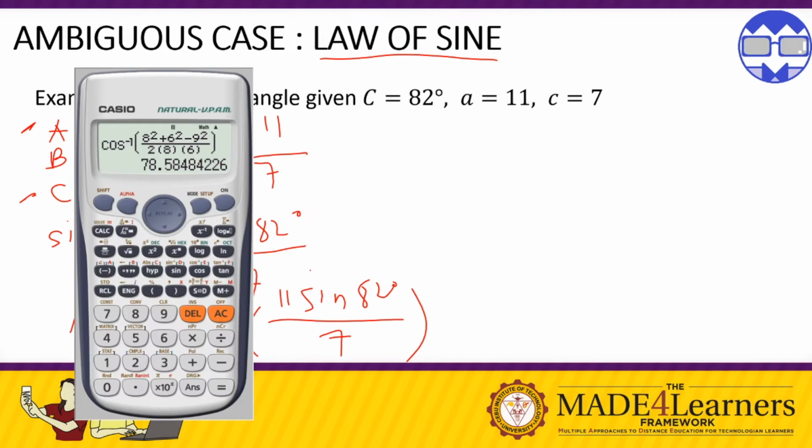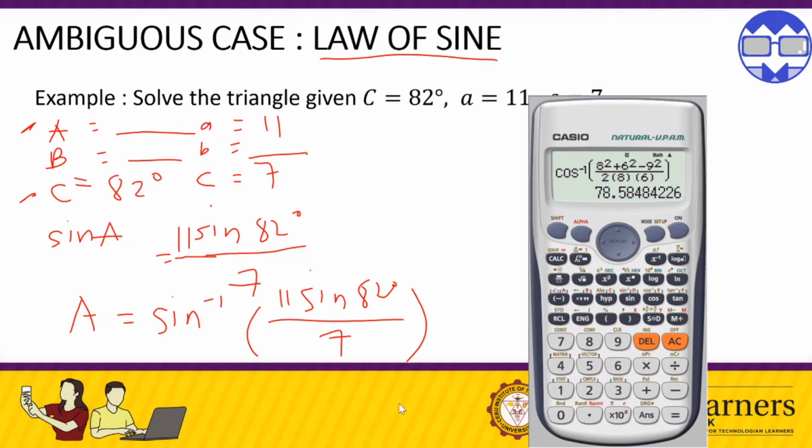So here's the calculator. Okay, let's try. So we have shift arcsine of 11 sine of 82 all over 7. Okay, so what actually occurs? It's a math error.